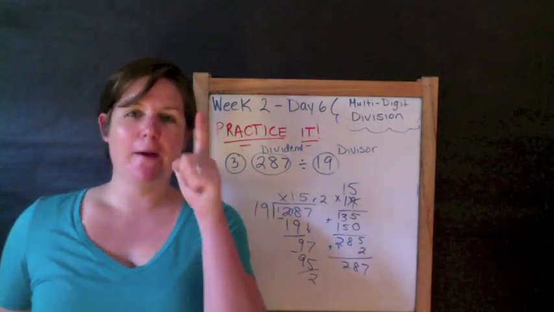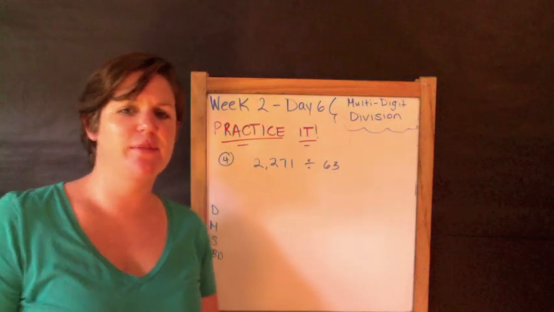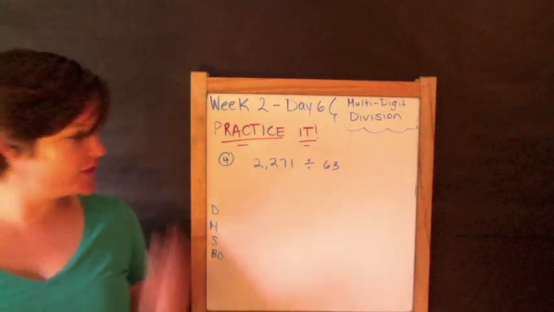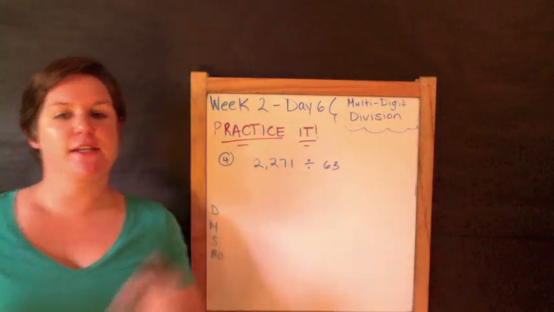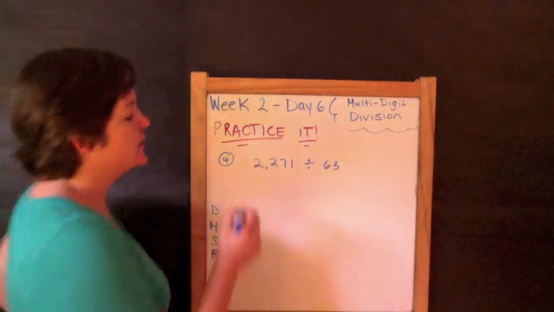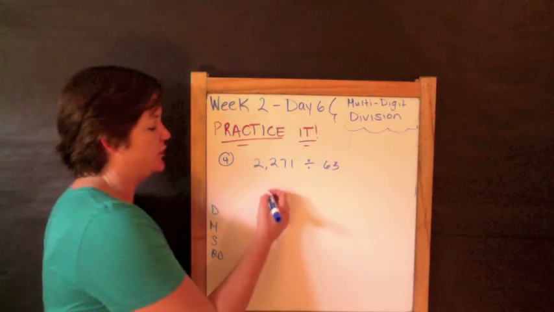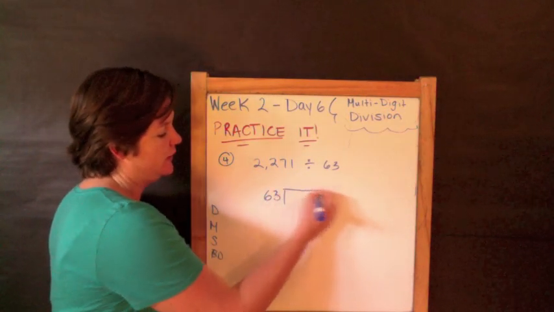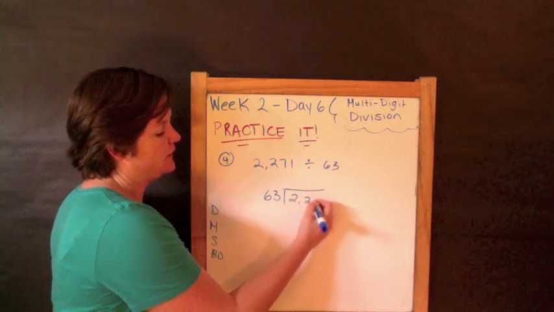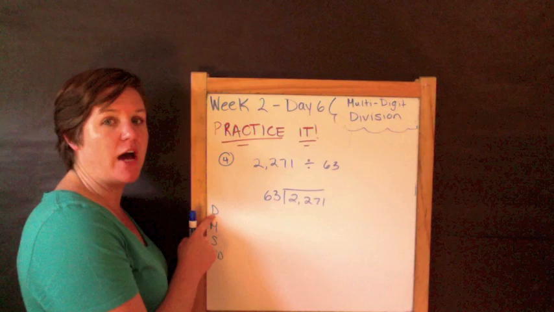We have one more to go. Number 4. Okay, we are on the last one. This is number 4. It's 2,271 divided by 63. 2,271 is our dividend. 63 is our divisor. We're going to take our divisor, put it on the outside, and put our dividend on the inside. Okay, our first step is to divide.